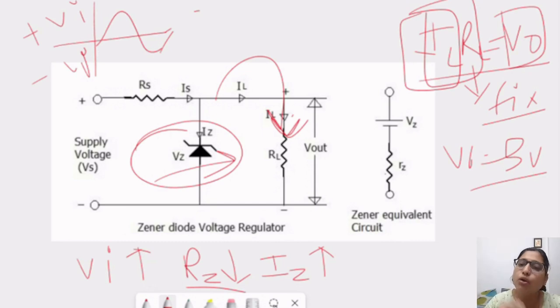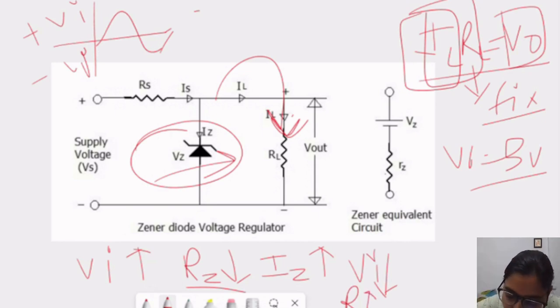Now when low voltage is coming, when Vi is low, then the resistance of the diode will increase. And when resistance increases, it means less current will pass towards this junction. If less current is passed towards the junction, it means more current will pass towards load resistor RL. It means again the IL RL ratio will be maintained.